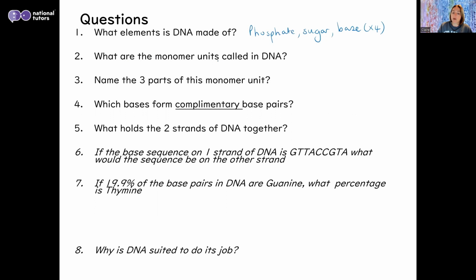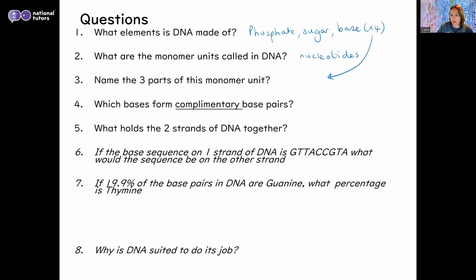What are the monomer units called? And that's your nucleotides. Okay, name the three parts of the monomer unit. So that also, that should have been your, what elements is DNA made of? Now I'm confused, elements. I would have said that the monomers are made up of those three parts.